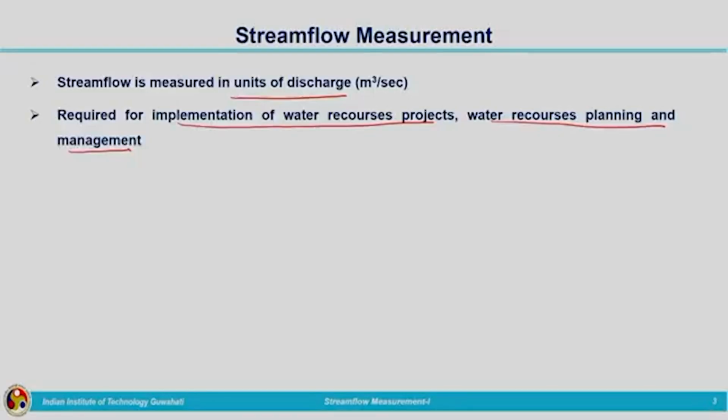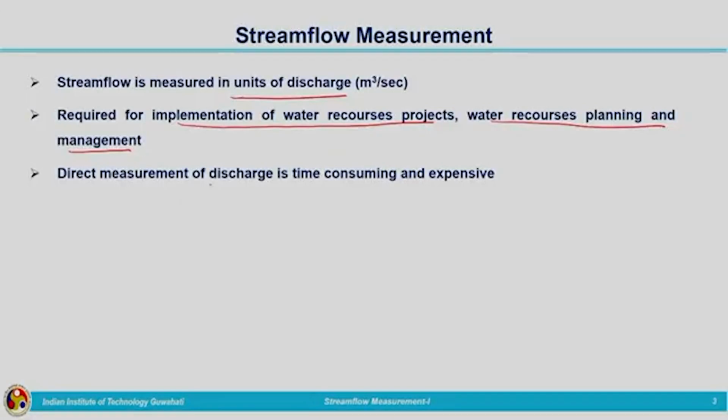So, this is very important for the implementation of water resources projects, water resources planning and management. Because whenever we are talking about the construction of a hydraulic structure, we need to have the quantification of stream flow. If we are going to provide some river protection or bank protection measures, in all these cases we need to have an idea about the stream flow which is occurring at that particular location.